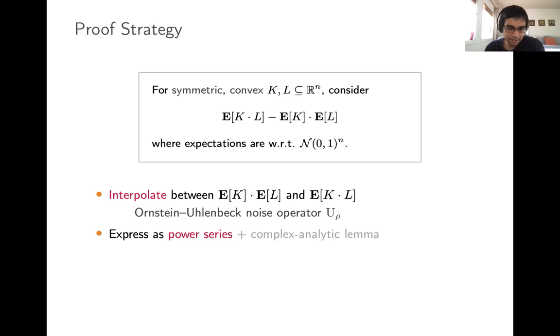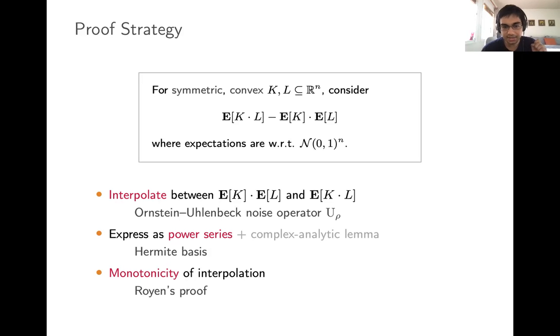Once we've got this interpolation, we're going to be expressing it as a power series. And we'll be doing this using the Hermite basis. And we'll require a complex analytic lemma, which I won't be proving in this video. But essentially, the lemma says that the value of this power series is going to be large at some point along the interpolation. And finally, because of the monotonicity of this interpolation, we'll be able to conclude that the correlation between these two sets is large.